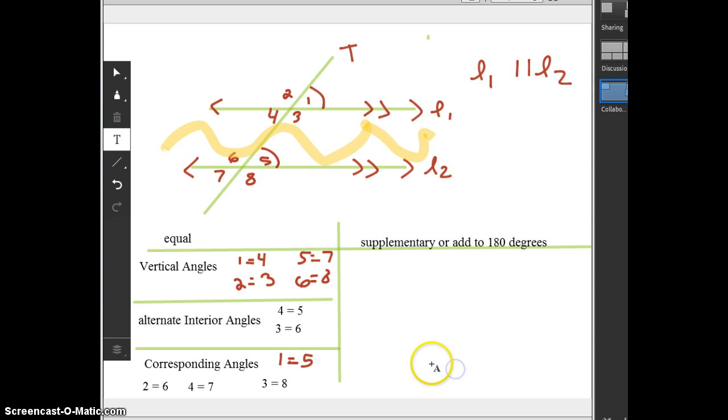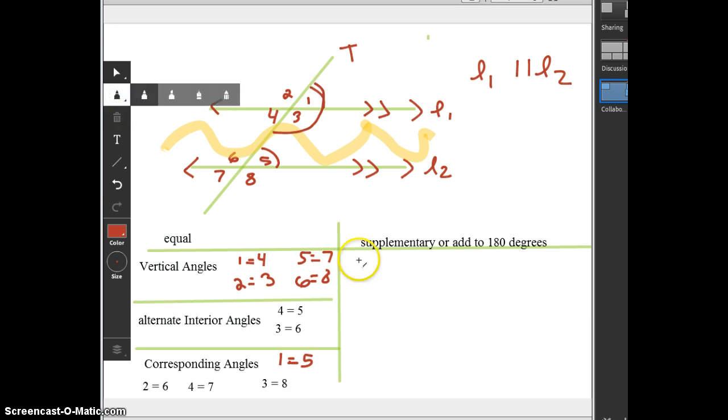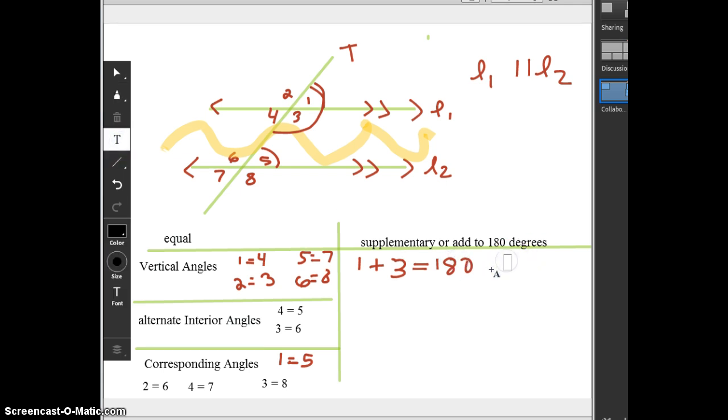Now, let's go over to the supplementary angles. The angles that are supplementary add to 180 degrees. The ones at a straight angle are the ones that look something like this. They're on a straight angle and they add to 180 degrees. So we can say that 1 plus 3 is equal to 180, because these are supplementary. We're going to say definition of supplementary angles.